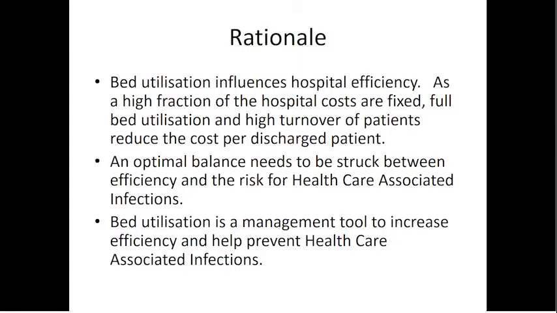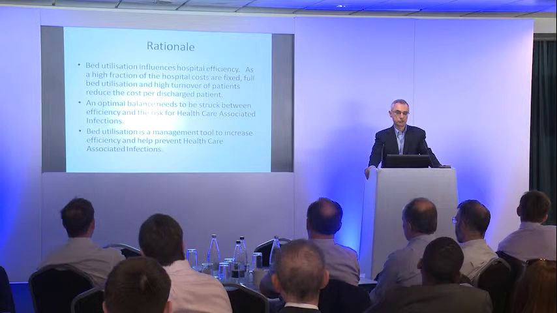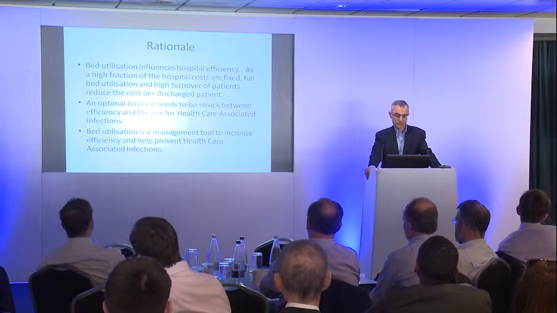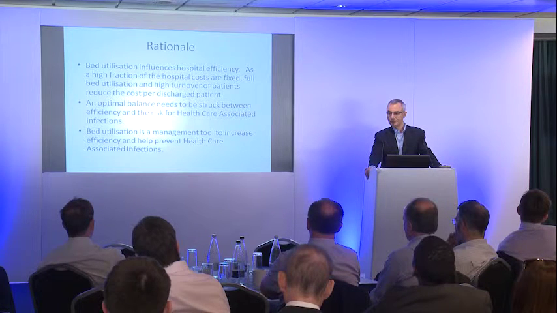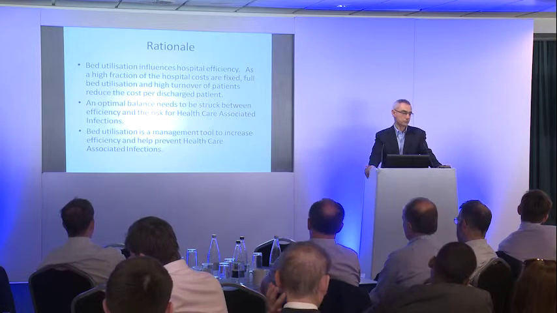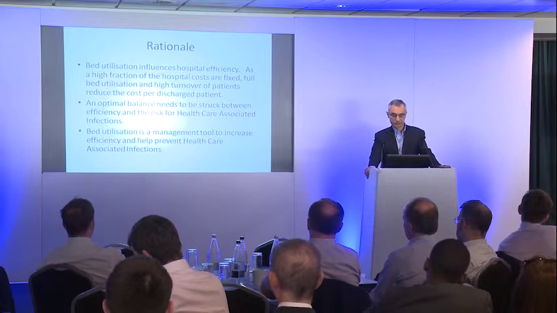The rationale is that bed utilization influences the hospital efficiency because as a high fraction of hospital costs are fixed, we need a lot of patients to be churned out in order to reduce the cost per patient. On the other hand, a balance needs to be struck between the efficiency and the risk of healthcare-acquired infection. Like if we increase occupancy at a certain level, we can risk to increase hospital care-acquired infection. So there is a need to strike a balance between efficiency and adverse events.